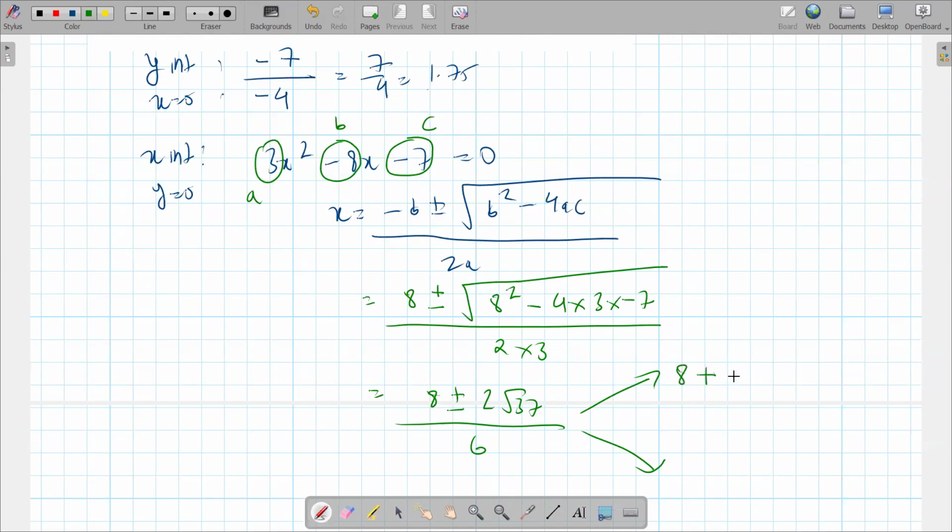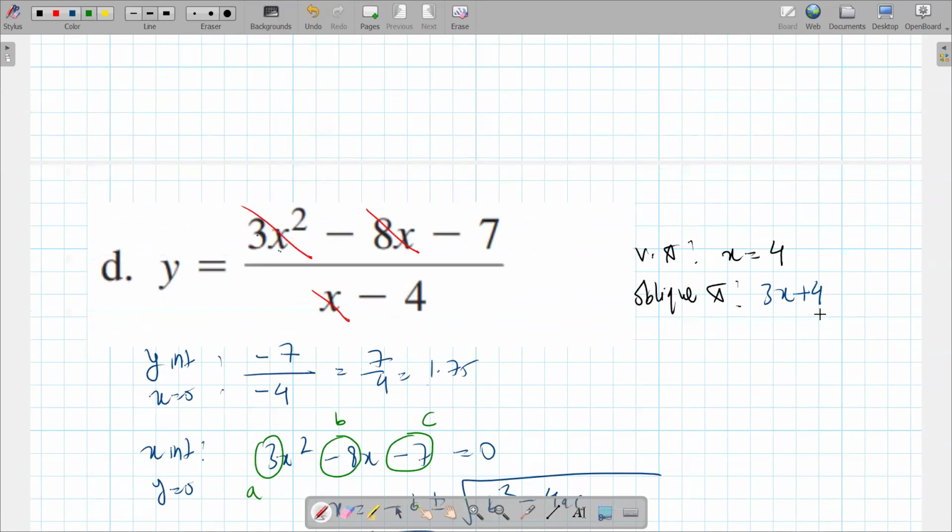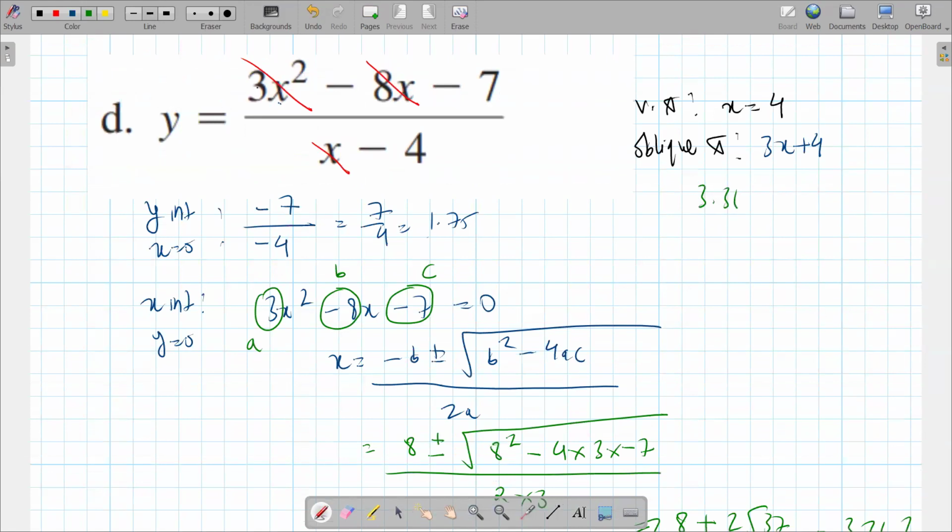You're going to do 8 plus 2 root 37 divided by 6. That's going to give you one of the x-intercepts. And then you do 8 minus 2 root 37 divided by 6. That'll give you the second x-intercept. 8 plus 2 root 37 divided by 6 is going to be 3.36. 8 minus 2 root 37 divided by 6 is going to be negative 0.69. So those are our x-intercepts, 3.36 and negative 0.69.